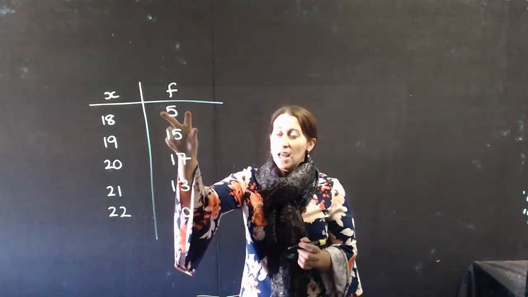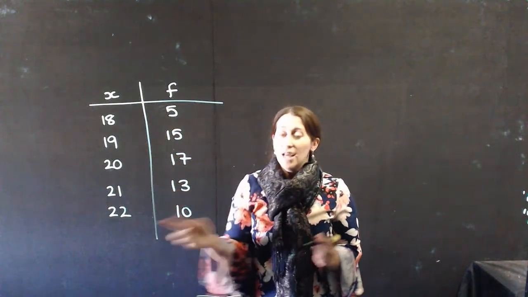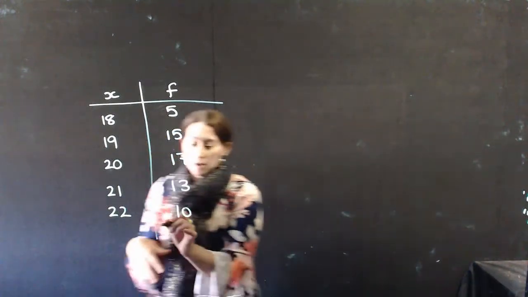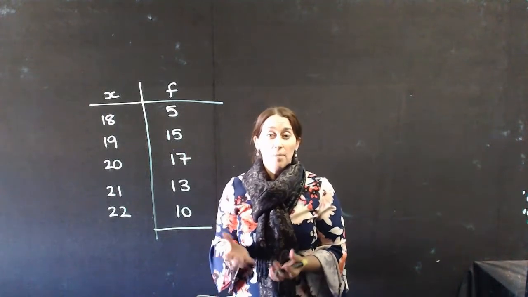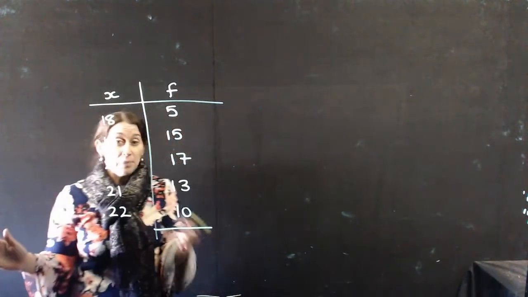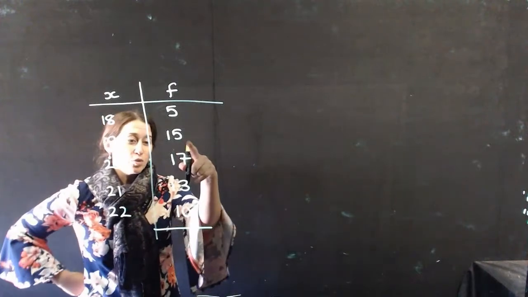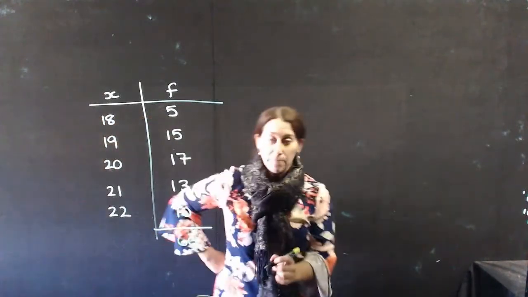This tells me how frequent or how many people of each age group were at the party. And if I total the frequency, I get the total amount of data that I have about the ages of those people at the party. So it actually tells me how many people were at the party. So this comes to 20, 30 is 50, 60 people were at the party.